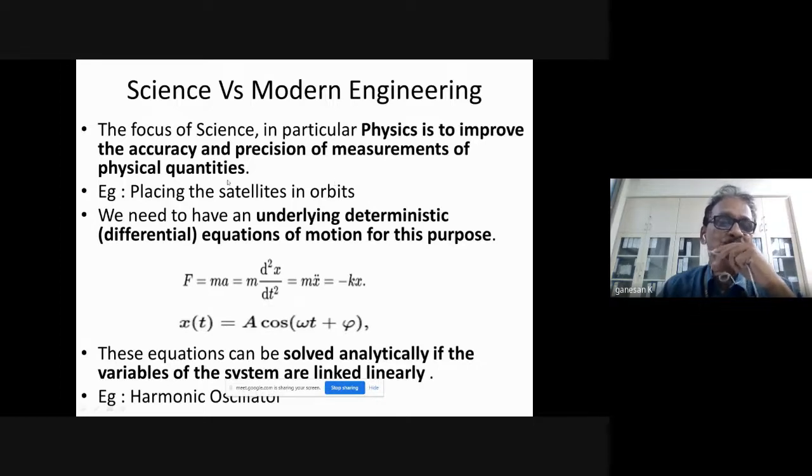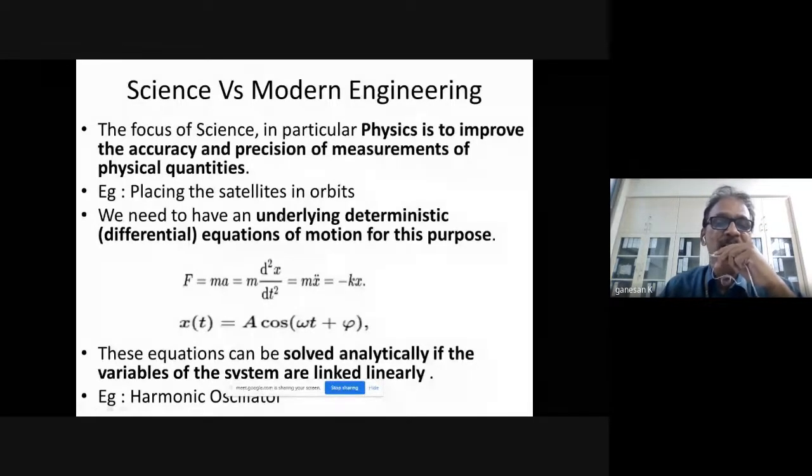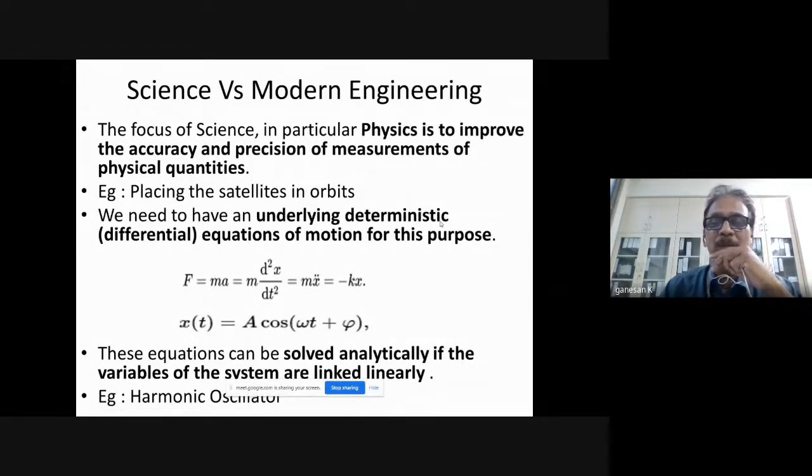Once you know the underlying differential equations, or what we call the deterministic equations of motion, at hand, then the problem becomes relatively easy. This is well known from the ages of Newton, wherein F equals ma, which can be written in the form of a second order differential equation. Once you know what forces are acting, then immediately you can find a closed form solution.